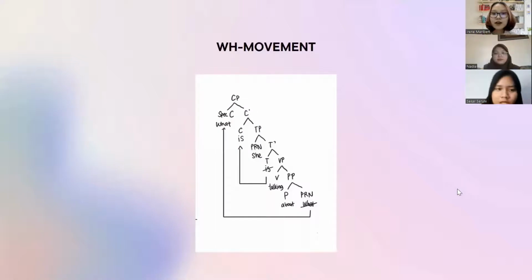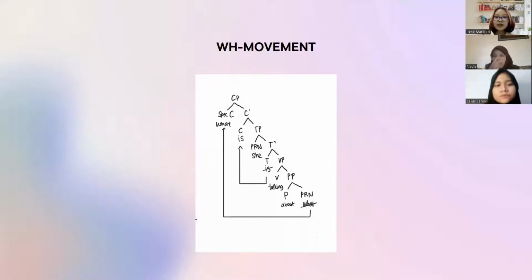Okay, thank you, Sekar. Next, we still have the WH question form here. The question is, what is she talking about? And it also has a WH in situ form of question, which is, she's talking about what? And as we can see from the 3 diagram here, there are 2 movements.